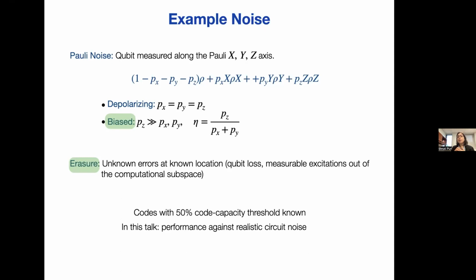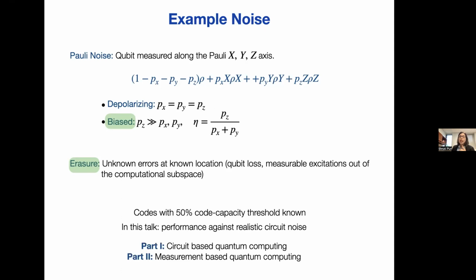In this talk, I will focus more on what happens when there are errors in the error correction circuit itself. And of course, this is what really happens in the lab. So I'll tell you how to think about errors happening in the circuit and how you can still achieve high thresholds to biased noise and erasure errors against real circuit level noise. In the first part of the talk, I'll mostly focus on circuit-based quantum computing. And in the second part of the talk, I'll talk about the measurement-based model of quantum computing.